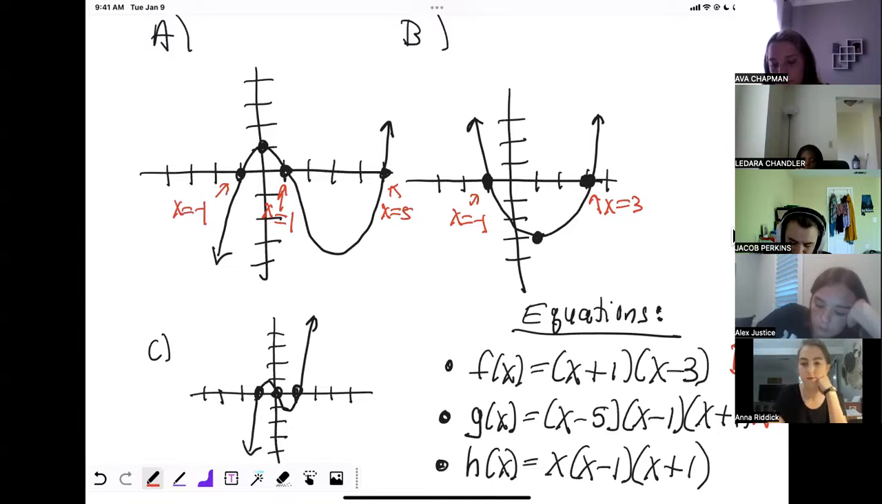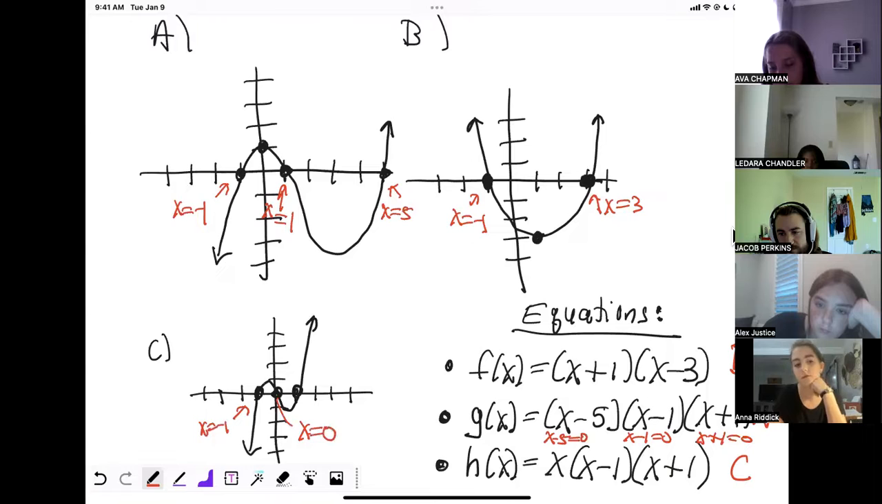Now remember, you're setting them equal to 0. So you would do x minus 5 equals 0, x minus 1 equals 0, x plus 1 equals 0. And that's how you get 5, 1, and -1. And of course, the last one has to be C, because you have 3 zeros: x equals -1, x equals 0, and x equals 1.